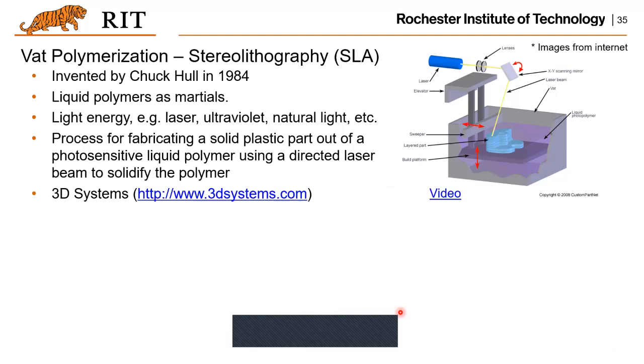So for example, if we look at the vat polymerization, the representative technology is stereolithography, in short SLA, and this was invented in 1984 by Chuck Hull, who's the founder of 3D Systems, which is a key player in the 3D printing market. So the idea is basically that a light source, some light energy, could be laser, ultraviolet, natural light, and so on, is utilized to cure the liquid polymer.